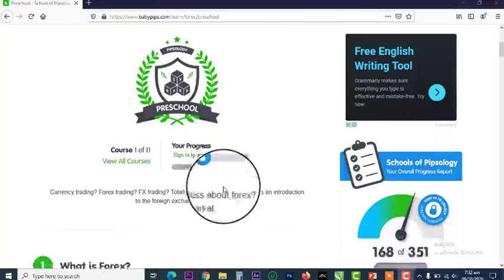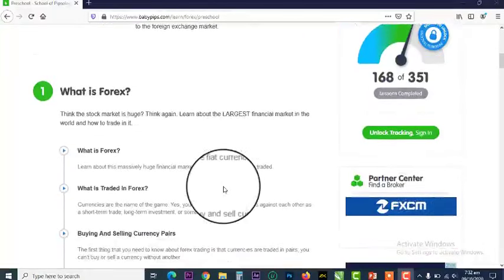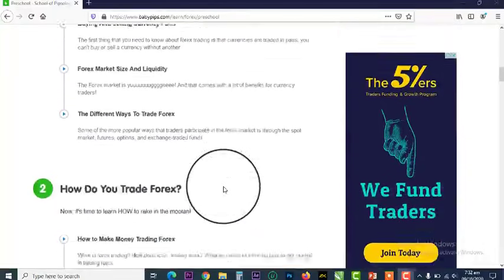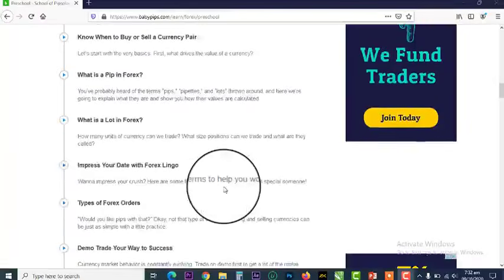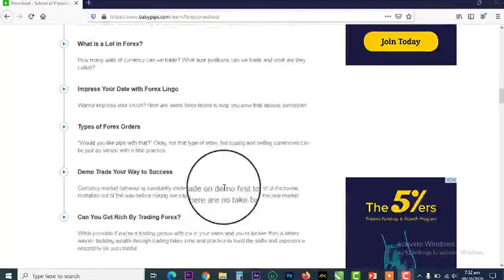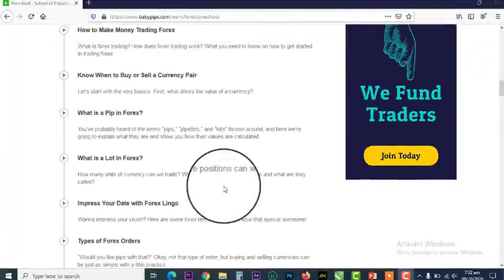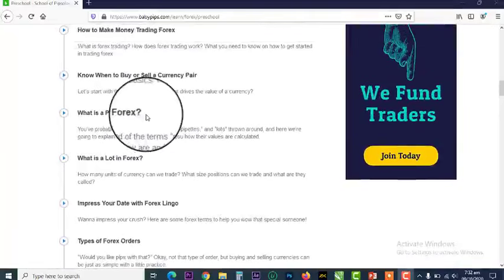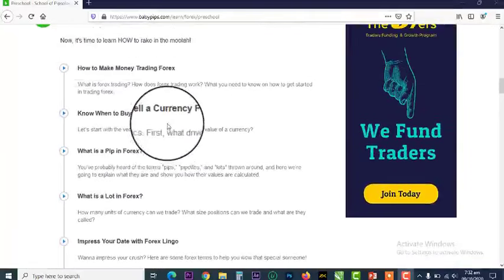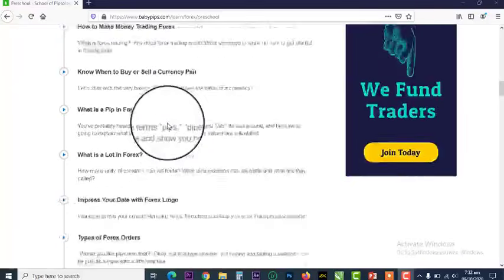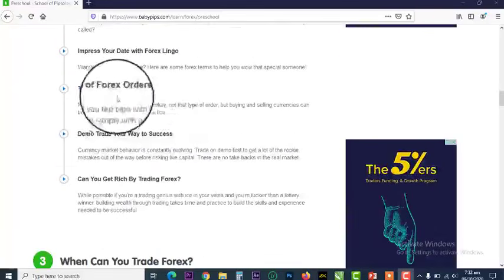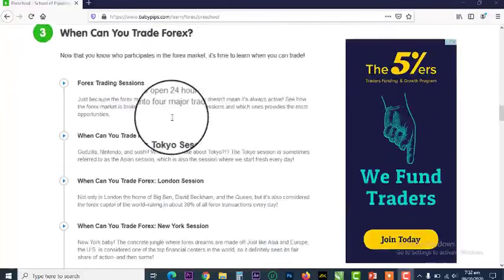We're still on preschool 1.1, and then what is forex? We've done that. 1.2, how do you trade forex? So we are done with that. We talked about lot sizes, and you actually input your lot sizes. And we talked about a pip. We said a pip is a tick in the movement of chart, and we talked about the types of forex orders as well. If you haven't watched the other video, please go back and do so.